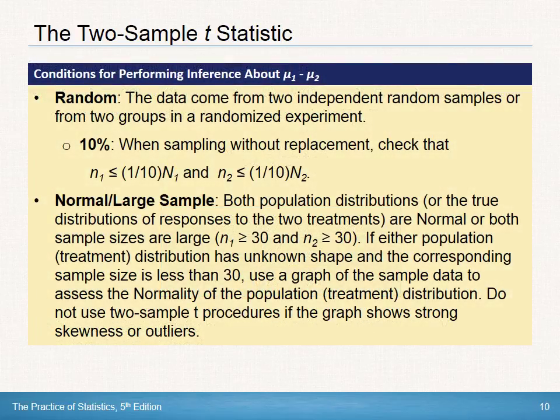So here again is a summary of the conditions that need to be met. It has to be random, it has to follow the 10% rule, and it has to be normal or a large sample. So either both sample sizes need to be greater than or equal to 30, or when you graph the samples, they have to have a pretty decent normal shape. There can't be any strong skewness or outliers.